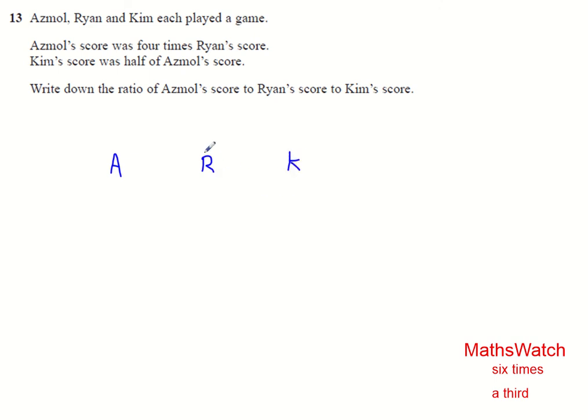So if we were starting with Ryan's score, in order to turn that into Asmal's score, we know that Asmal's score is 4 times that of Ryan's. So we would take Ryan's score, multiply it by 4, and that would give us Asmal's score. In order to get Kim's score, we know that Kim's score is half of Asmal's score. So we'd start with Asmal's score, and to get it over to Kim's score, that would mean we would have to half it, which is dividing by 2.